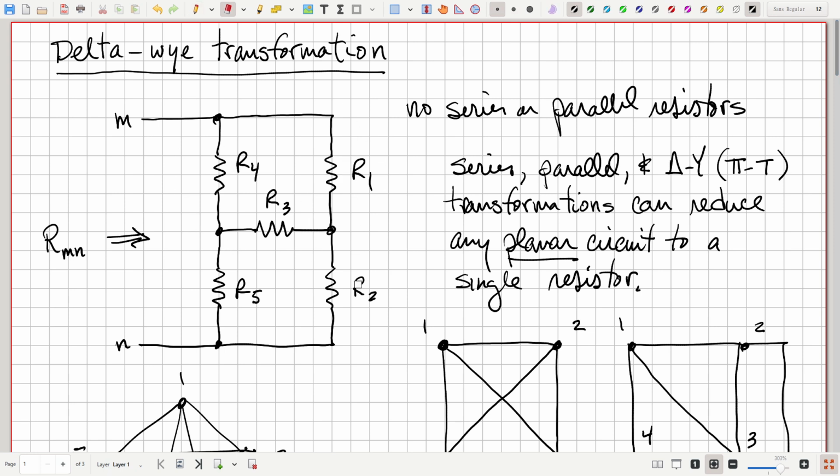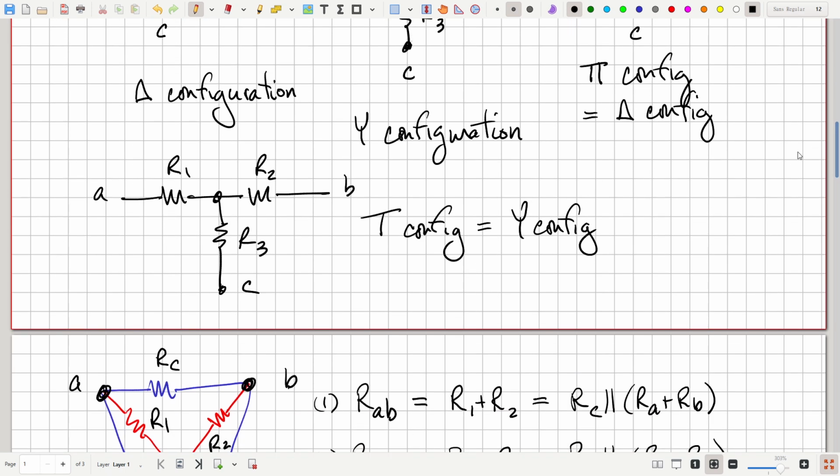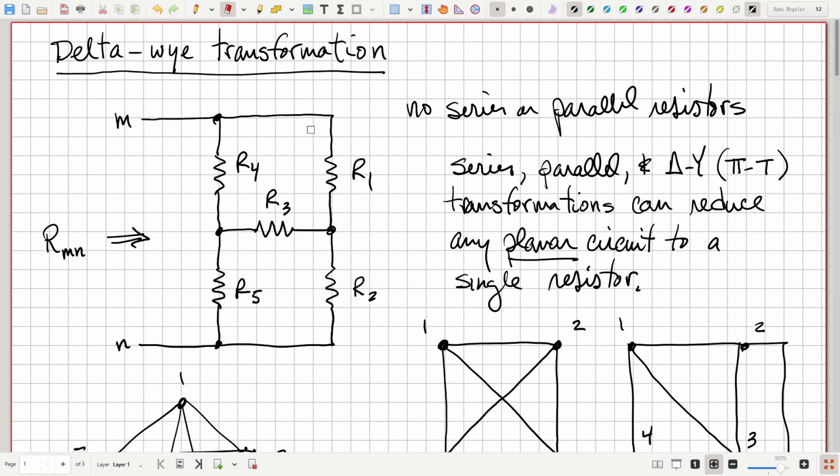And then R1, 2, and 3, well, that looks like a T rotated 90 degrees clockwise. So take this and rotate 90 degrees clockwise, and you've got this right there. And then likewise, R4, 3, and 5 would be a T rotated 90 degrees counterclockwise. So we could use any one of those. Let's use R1, 2, and 3. And so that's a T. So we're going to go to a pi.